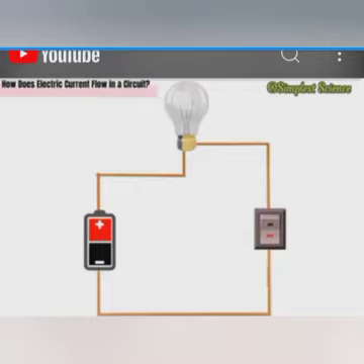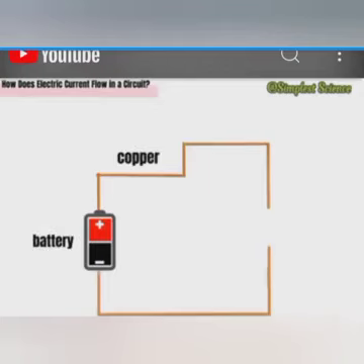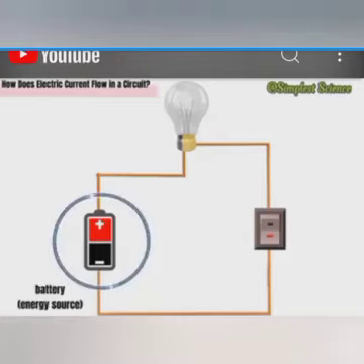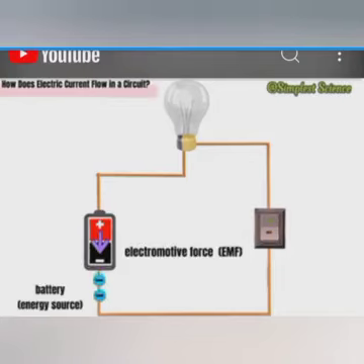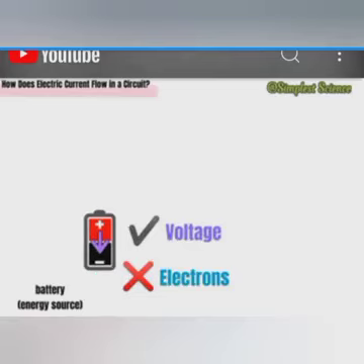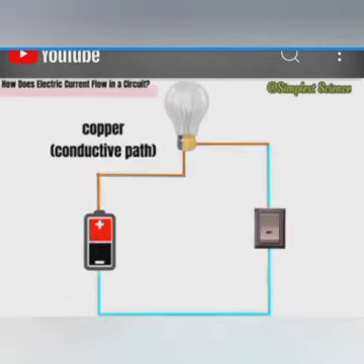In a simple electric circuit, these four vital components consist of a battery, copper wire, a switch, and a light bulb. Each plays a significant role in producing electric current. The battery is the energy source. It supplies the required electromotive force to cause the electrons to move in the circuit away from its negative terminal and pulls them towards the positive terminal. It is the provider of voltage, not electrons as many would think. The copper is the conductive path, which provides a pathway for electricity to pass through with greater ease.